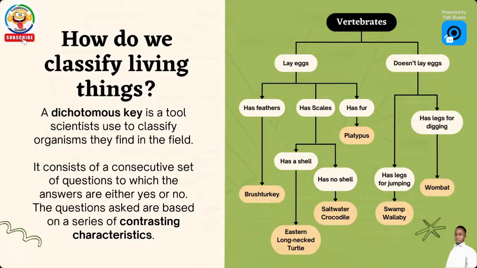A dichotomous key is a tool scientists use to classify organisms which they find around the field. It consists of a consecutive set of questions to which the answers are either yes or no. The questions asked are based on a series of contrasting characteristics. Now, at this point, look at the tree that we have here. So the dichotomous key is a kind of system that brings about questions, and the questions are easily answered by yes or no. I hope we understand.